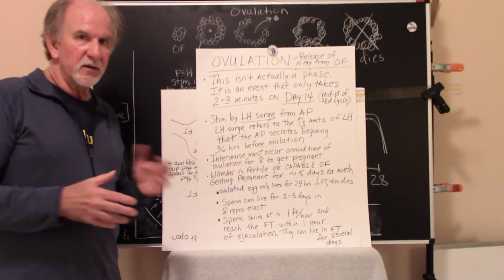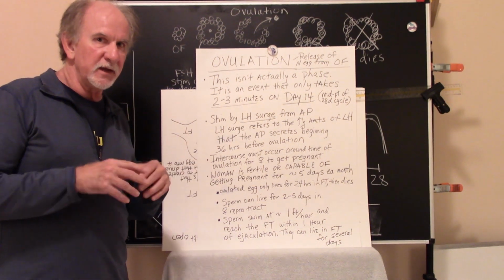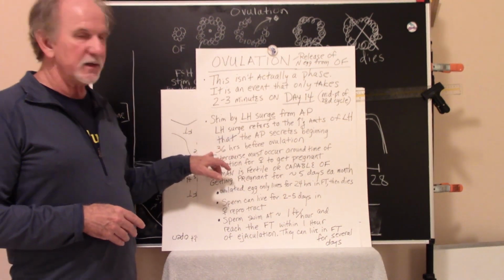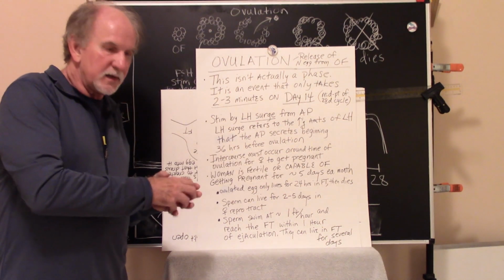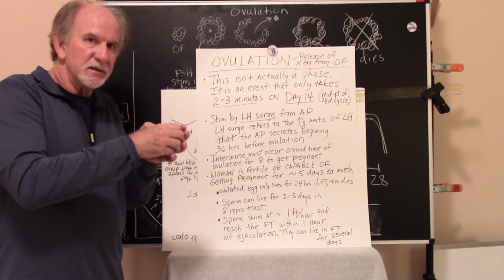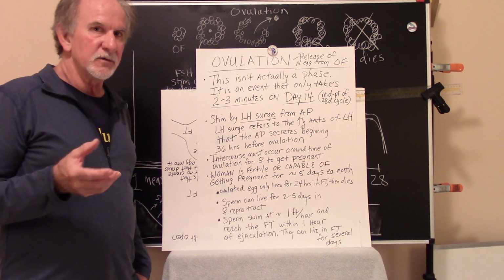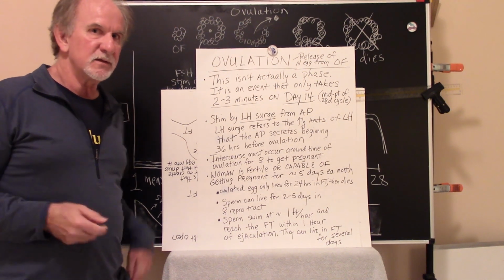So this LH surge, or surge-like release of LH from the pituitary gland, begins about 36 hours before ovulation occurs. And then the LH levels just increase in the bloodstream, and at some point in time, ovulation occurs in response to this increasing surge-like release of LH.